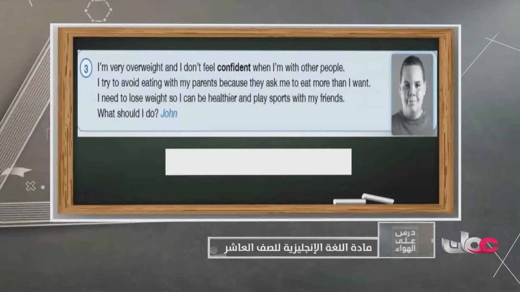Now if we move to the third one, this is John. He said, I am very overweight and I don't feel confident when I am with other people. I try to avoid eating with my parents because they ask me to eat more than I want. I need to lose weight so I can be healthier, and I can play sports with my friends. So what should I do? So he is suffering from obesity.